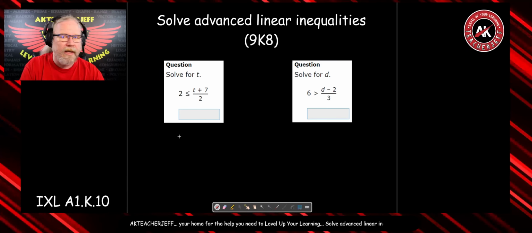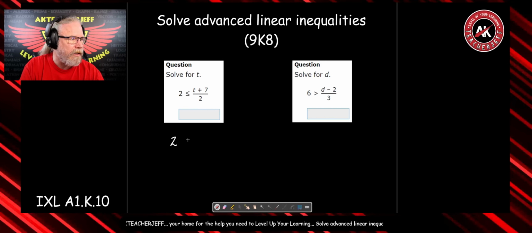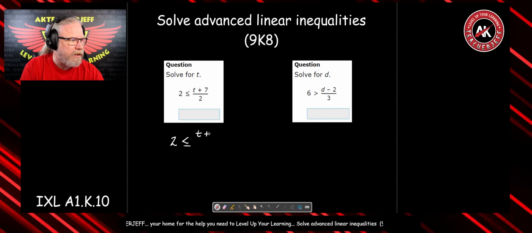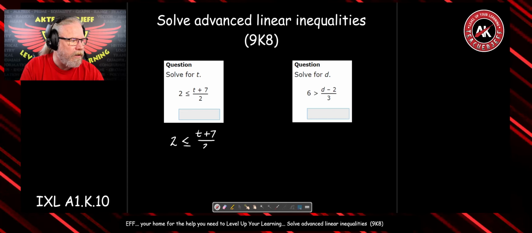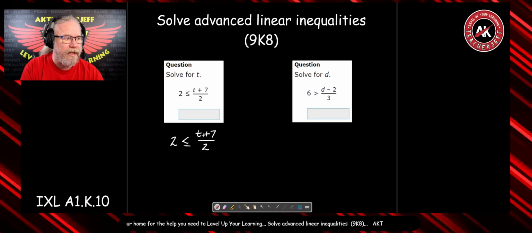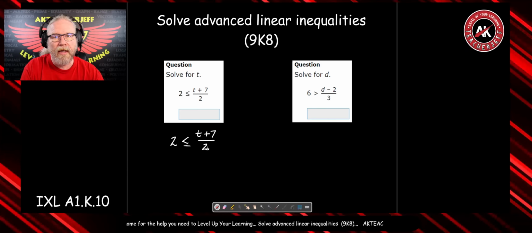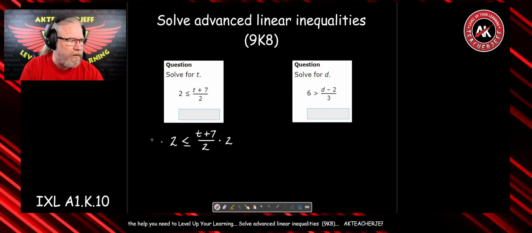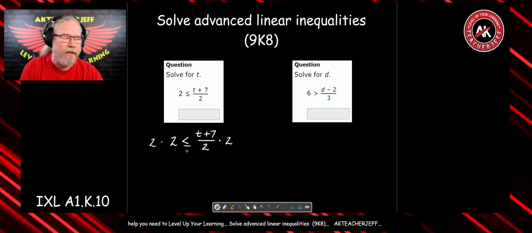All right, so I always like to start with a rewrite. So I'm going to rewrite this. 2 is less than or equal to t plus 7 over 2. Now we want to get rid of the fraction, right? On the right there, we got that t plus 7 over 2. Best way to get rid of a fraction is to multiply times the denominator. The denominator is the number at the bottom. What we do to one side, we do to the other.